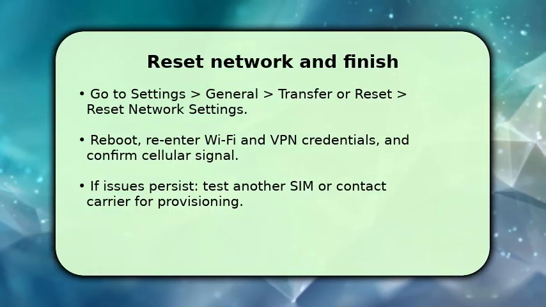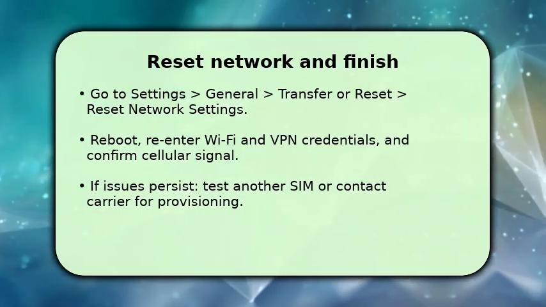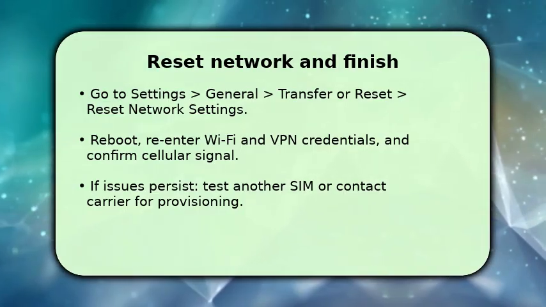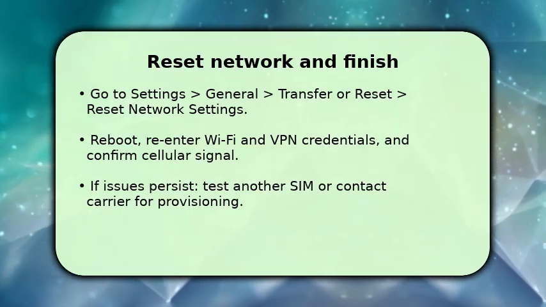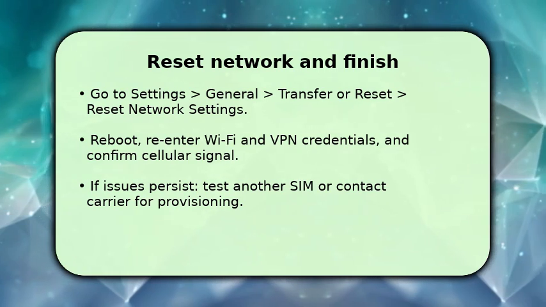After the reset, reboot, reconnect to Wi-Fi, reconfigure VPN or APN values if needed, and verify calls and data. If you still see problems, swap in a different SIM to isolate carrier provisioning. If that fails, contact your carrier because the issue may be account or tower related.